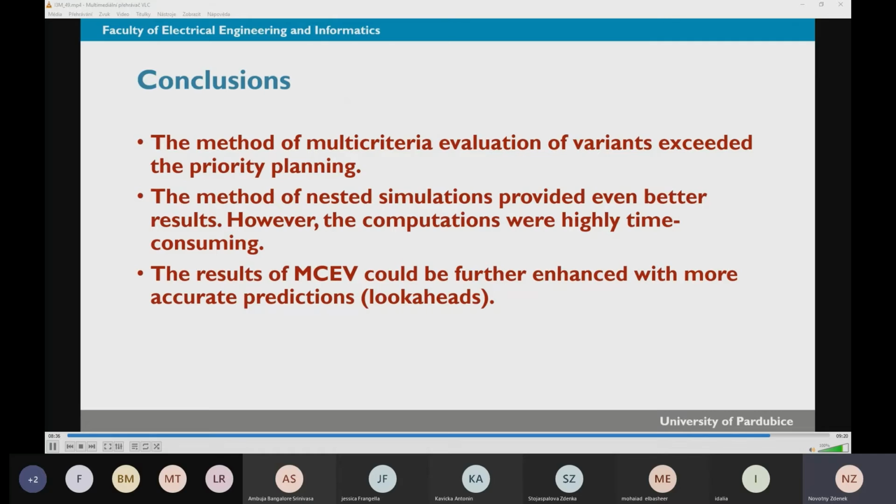So, for a conclusion, the chosen method turned out to provide better results than priority planning. Although it didn't exceed the nested simulations method, it is necessary to point out that even with one nesting, the replications took significantly more time in case of nested simulations. Also, as we used some predictions in calculation of values of criteria, specifically for arrivals and departures, there is a possibility that the method could be further enhanced simply by providing a more accurate predictor.